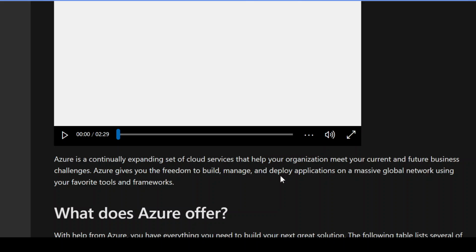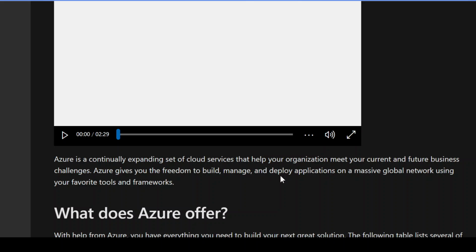Build on your terms. You have choices with a commitment to open source and support for all languages and frameworks. You can build how you want and deploy where you want to. You have choices with a commitment to open source. Okay. So, pwede maglagay ng open source. Nice.